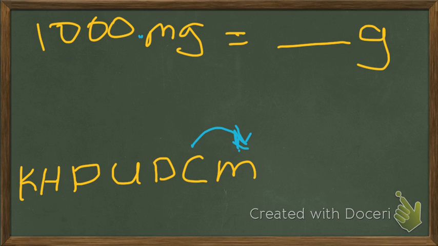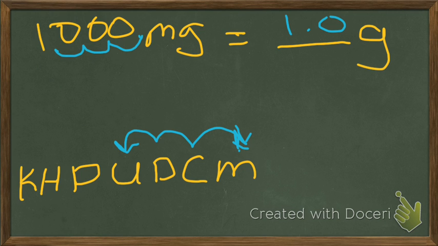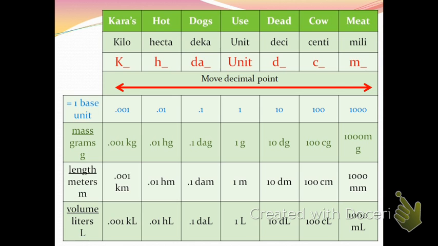So we're going 1, 2. Grams is our base unit. So we're going to the left, 1, 2, 3 to the left. That means we have 1.0 grams. 1,000 milligrams is equal to 1.0 grams.